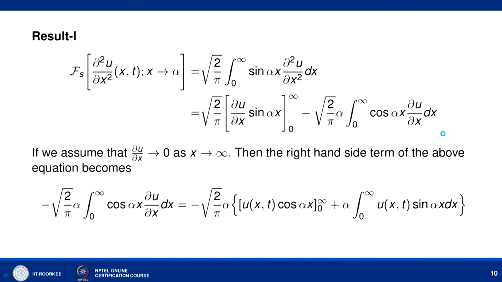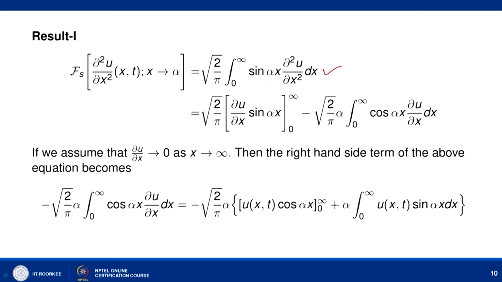So, first let us have a simpler proof of these two results. Let us look at the first result. The first result is that the Fourier sine transform of ∂²u/∂x² is given as root 2 upon pi, integral from 0 to infinity of sin αx ∂²u/∂x² dx, and then we apply integration by parts.